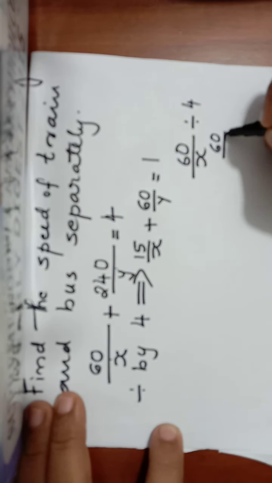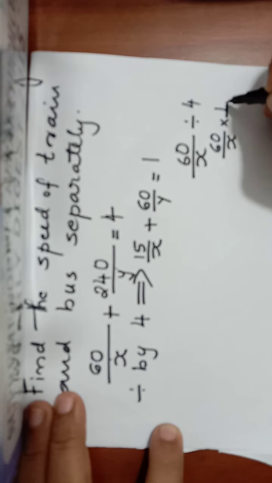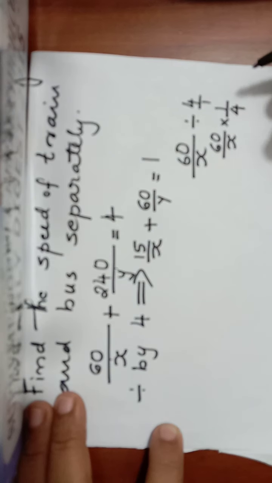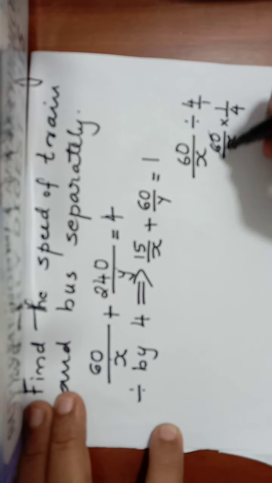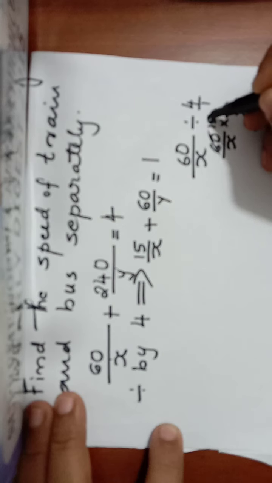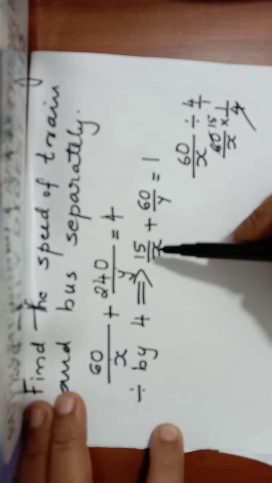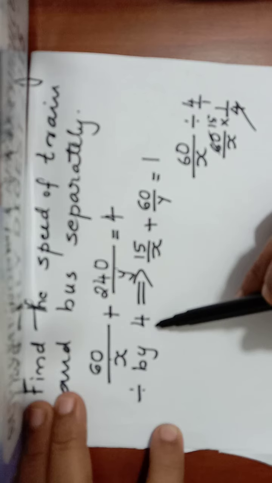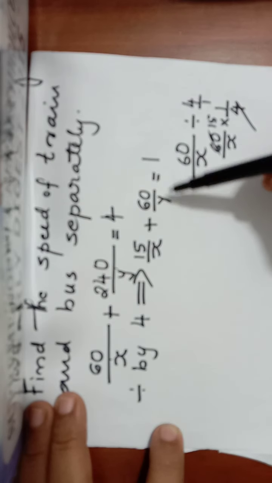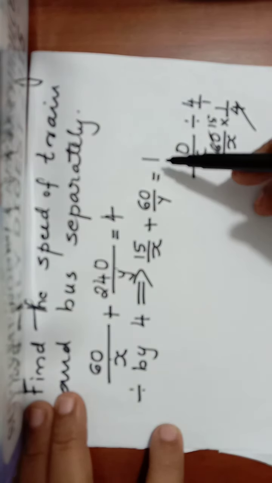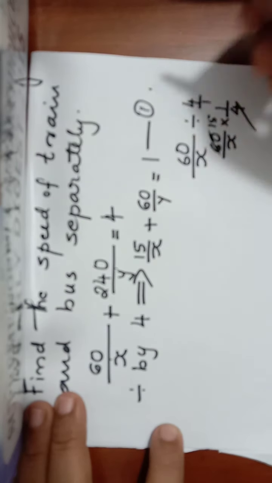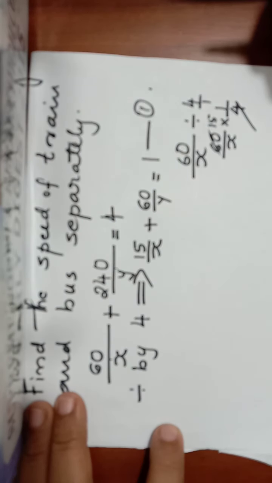60 by x divided by 4 means 60 by x into 1 by 4. Divide by 4 means multiplication by the reciprocal. That is how I wrote it as 15 by x. Similarly 240 by y divided by 4, we get 60 by y, equal to 4 by 4 is 1. So this is our first equation, very simple: 15 by x plus 60 by y is equal to 1.